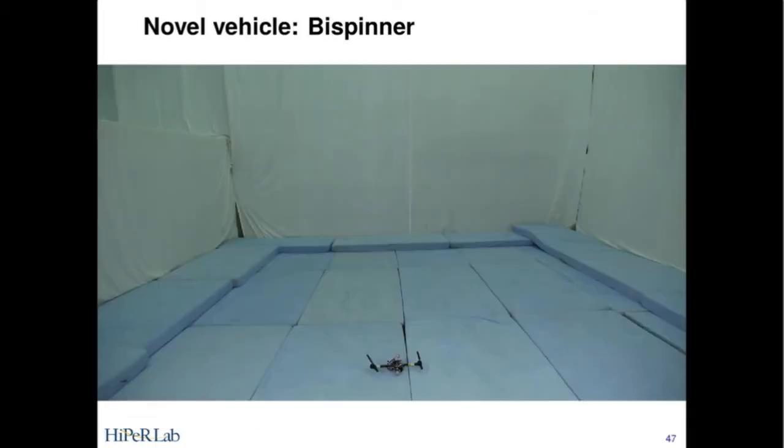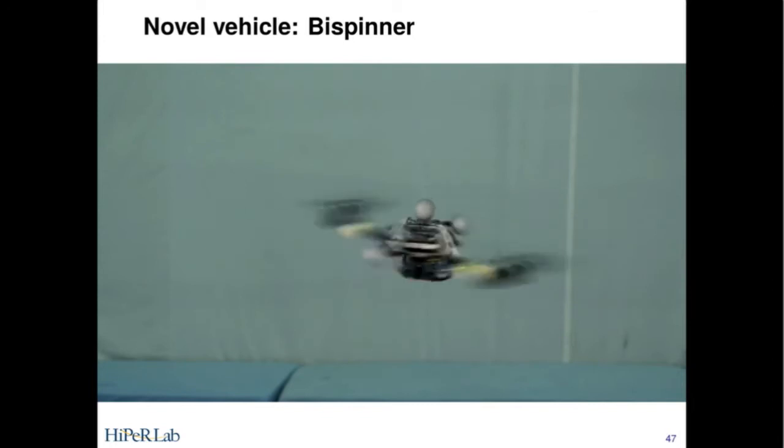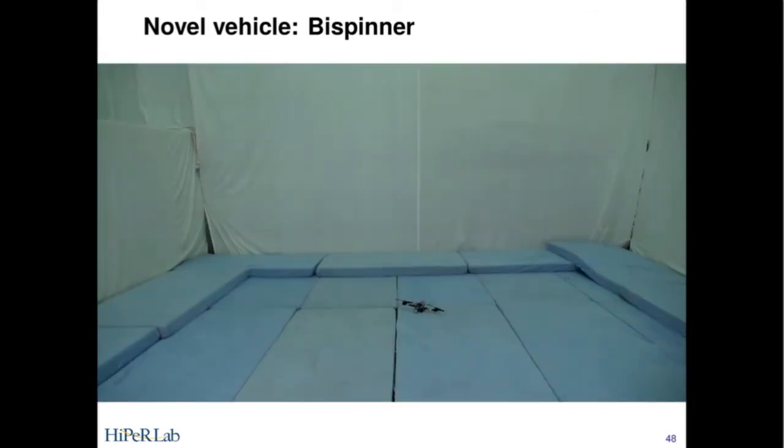So the two-propeller vehicle was a quadcopter where we literally just sawed two of the arms off. And naively then, okay, it's the same as the quadcopter with two propellers, and you should be able to fly. And of course, eventually, we were able to fly. But it was very difficult to get the system to operate. And I just want to show you some of our difficulties with this.